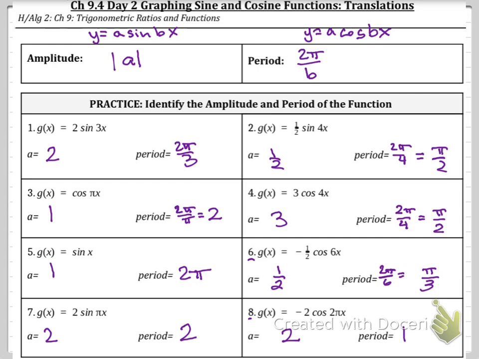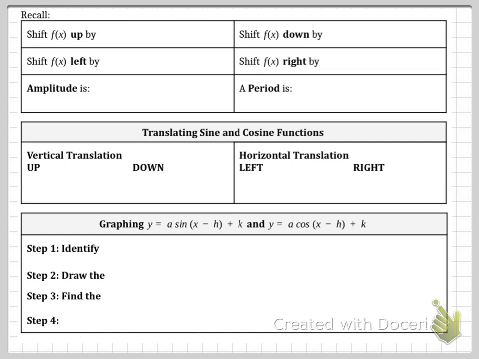So let's take a look at what we remember about translating. Remember that when we shift f of x up, we do that by saying we have f of x plus some k value. If we want to shift down, that's f of x minus k on the outside. To shift left, that is f of x plus h inside. Then we know f of x minus h is a shift to the right.